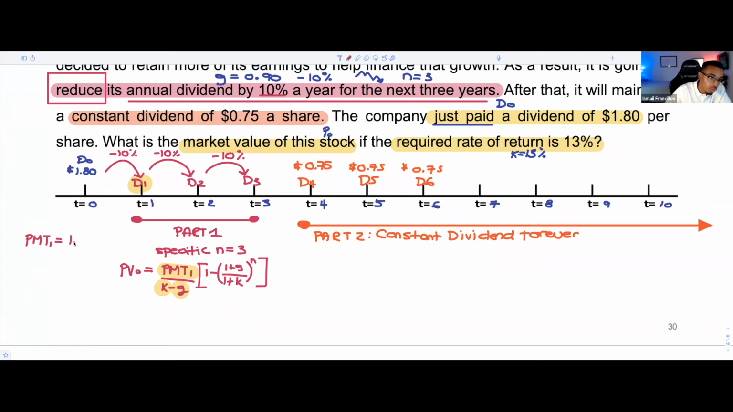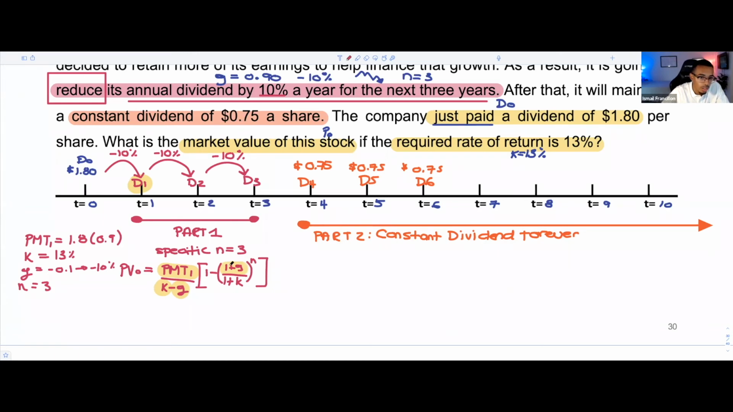So payment 1 is going to be 1.8 times 0.9. Your K is going to be 13%, and your G is going to be minus 0.1, in other words, minus 10%. And our n, can somebody tell me what is our n? 3. Solid.